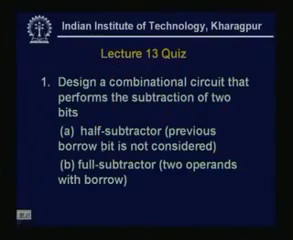First we have to define what we mean by half subtractor. A half subtractor is a single bit subtraction where the previous borrow bit is not considered. For addition it was the carry bit and now it is a borrow bit. For a full subtractor, the two operands as well as the borrow bit from the previous subtraction should be considered. So, this is the quiz question for this current lecture. Okay, thank you.